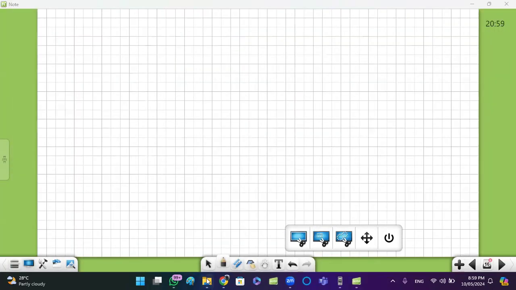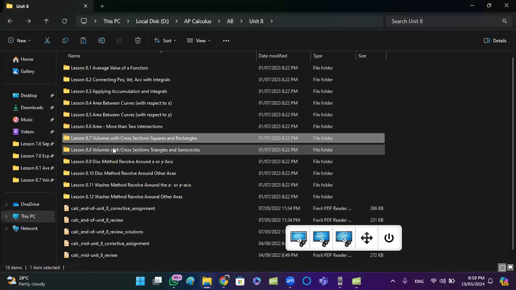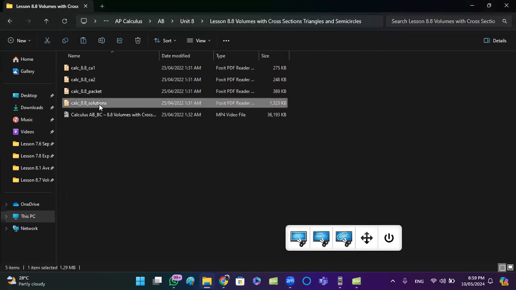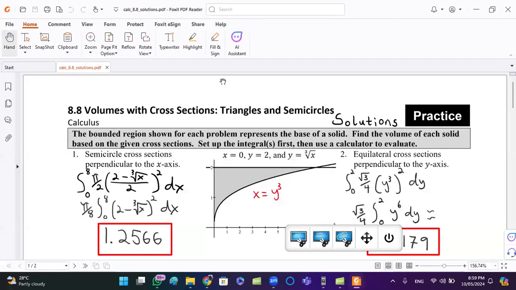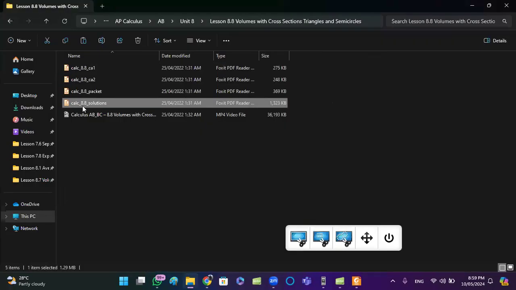Those are the steps. Now we're going to open the next lesson, 8.8 volume, cross sections, semicircle, and triangles.